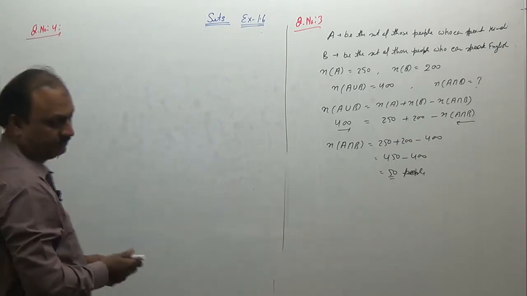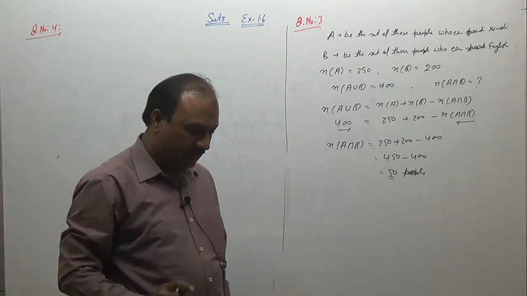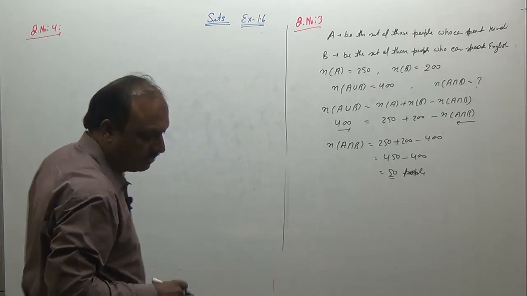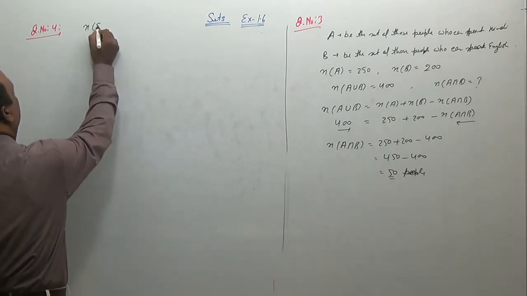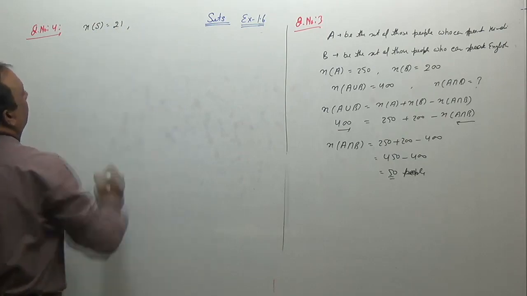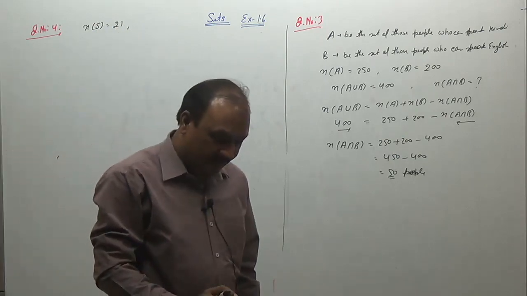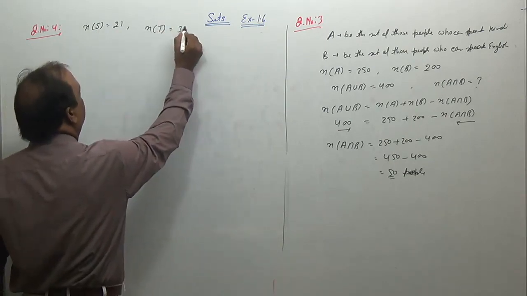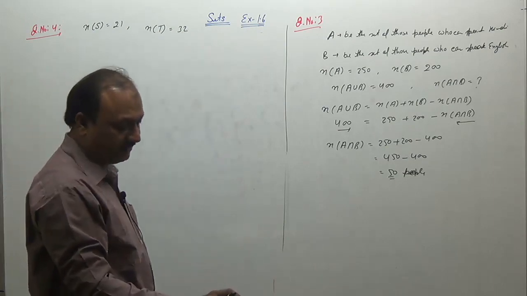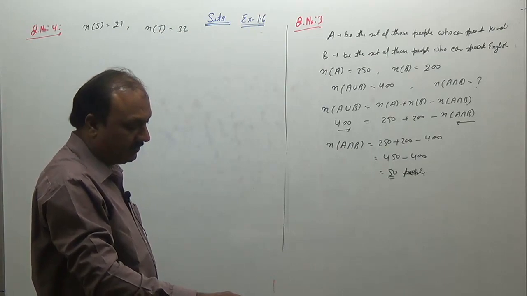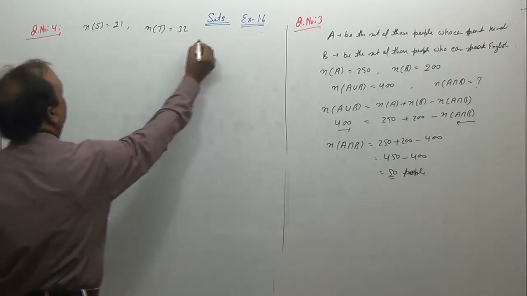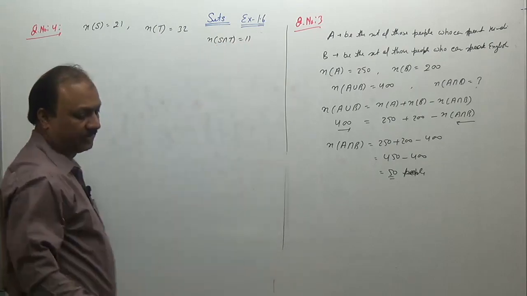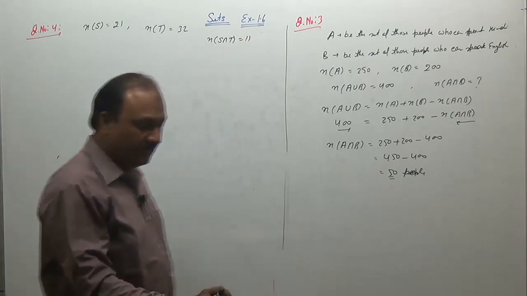Question number 4. If S and T are two sets, S has 21 elements, so the number of elements in set S is 21. It is given that set T has 32 elements, that is n(T) is 32. And next, S intersection T has 11 elements, that is n(S intersection T) is 11. Now find out the number of elements of S union T.